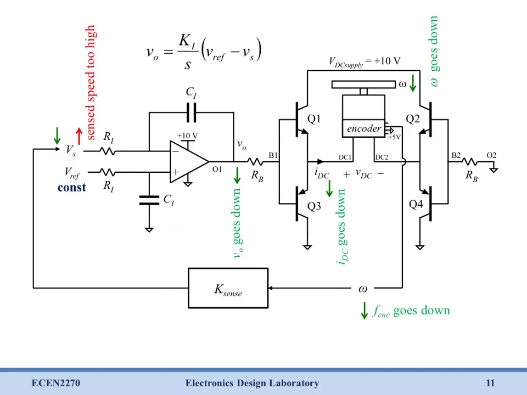If our sensed speed is too high, so Vs is above reference, our error signal here is going to be negative. We're going to integrate this negative value and it's going to reduce VO. So VO is going to start to go down. When VO goes down, that's going to reduce the current coming through our motor. IDC is going down, which in turn slows down omega.